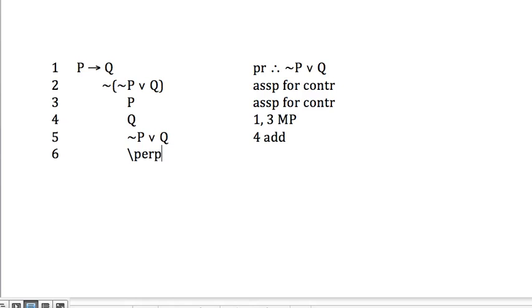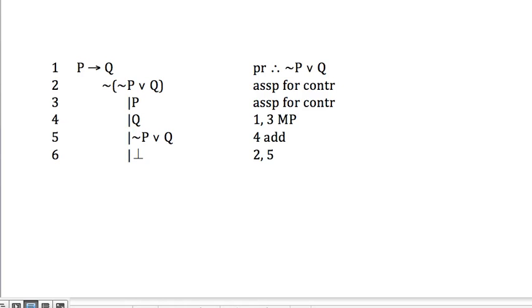I'm going to write the perp, and I give the two available lines that contradict as the justification. Line 2 and line 5 contradict. This is just, in this context, a stand-in for writing out the full contradiction. Okay, so now I assume P, it led me to a contradiction. So the subproof is complete.